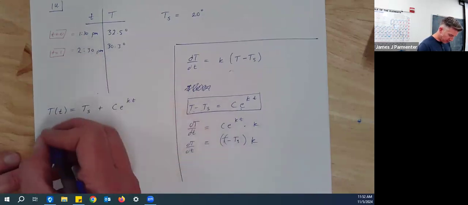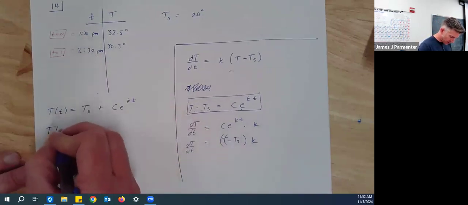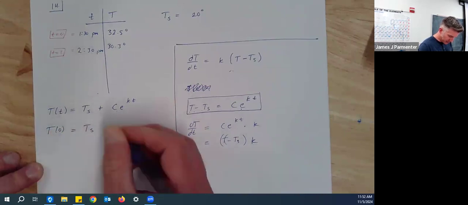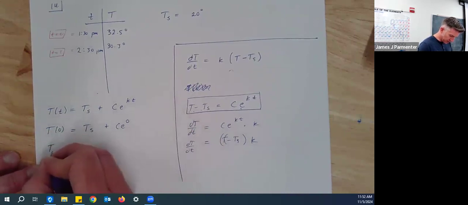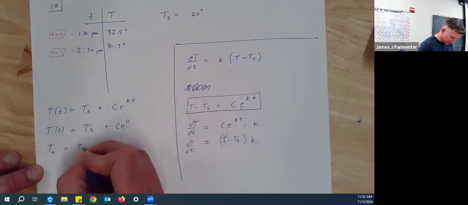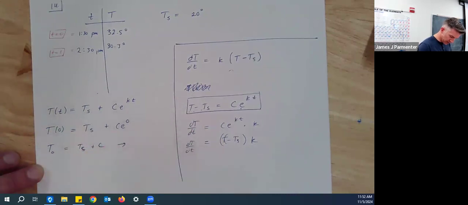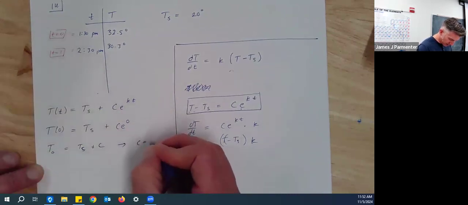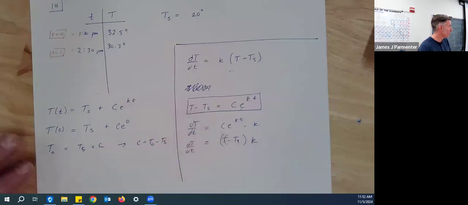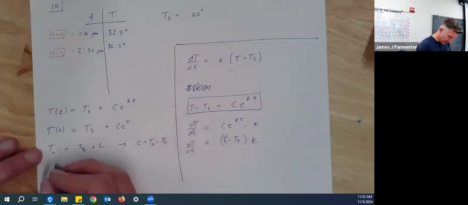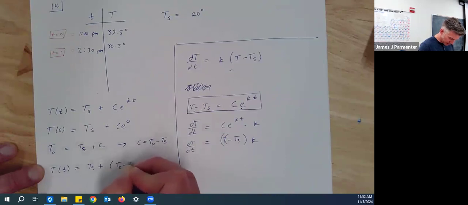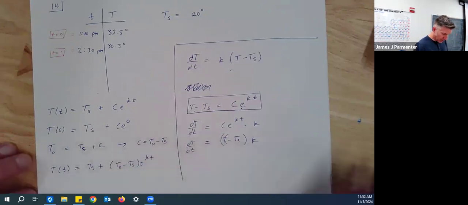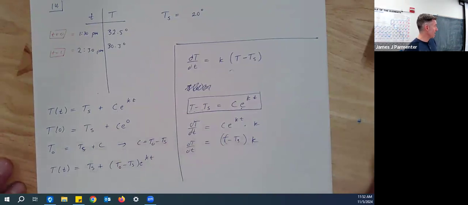So I'll just point out that if you plug in time equal to 0, you're going to get Ts plus Ce^0. So your initial temperature at time 0 is equal to Ts plus that constant. So exactly what he was saying there, the constant is going to be the initial temperature minus the surrounding temperature. So then our equation is the temperature at time t is Ts plus (T naught minus Ts) times e^(kt). And then we can find k in the usual way by plugging in a later data point.